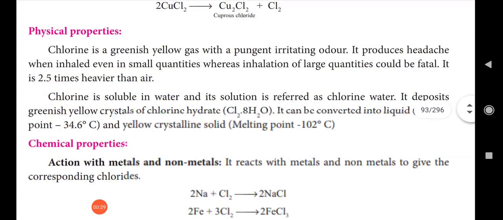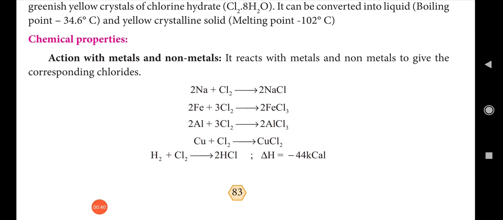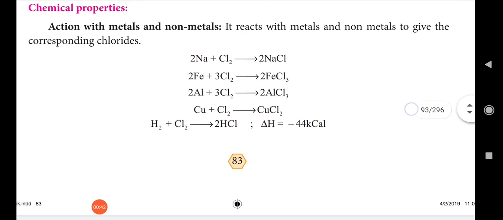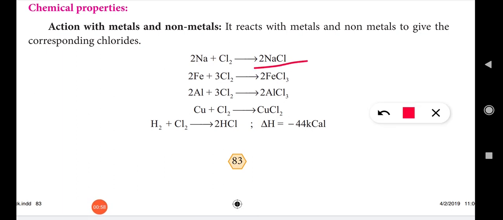We know very well that all the members of the halogen family are highly reactive. Chlorine is a highly reactive element, so it can react with both metals and non-metals to form their chlorides. In general, halogens react with metals and non-metals to form halides. For example, sodium reacts with chlorine to form sodium chloride, and chlorine reacts with iron to form iron chloride.